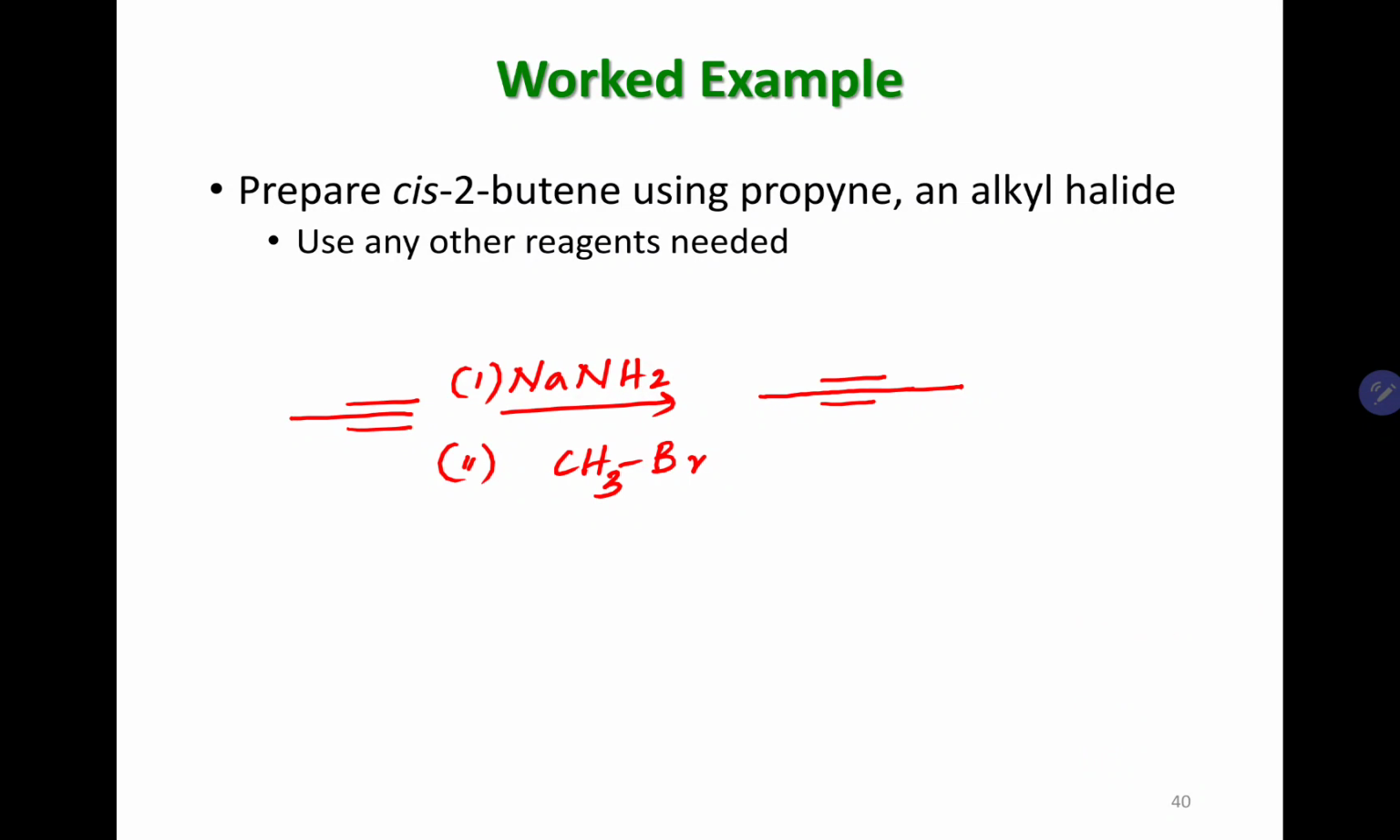But this is not the final product. We need to make it a cis alkene. So how do you get a cis alkene from an alkyne? We learned from a previous lesson. You have to reduce it using hydrogen, and you have to use a specific catalyst called Lindlar catalyst. If you use these two, your alkyne will be converted to a double bond. So this is your cis-2-butene. All right, so this is how you do it.